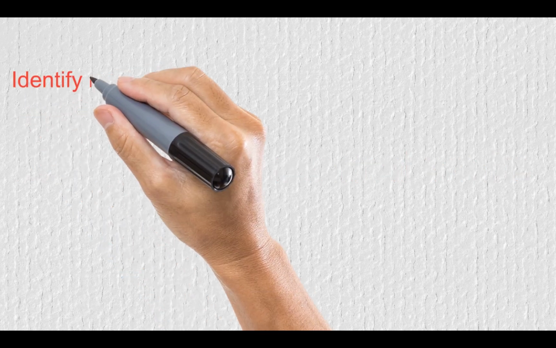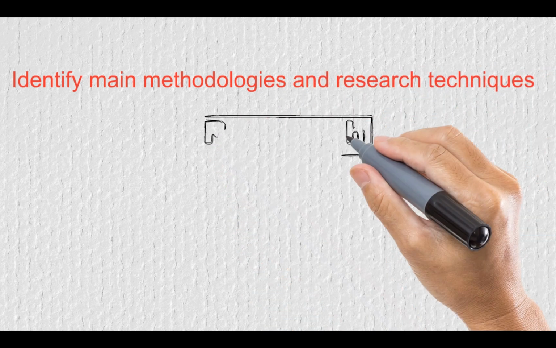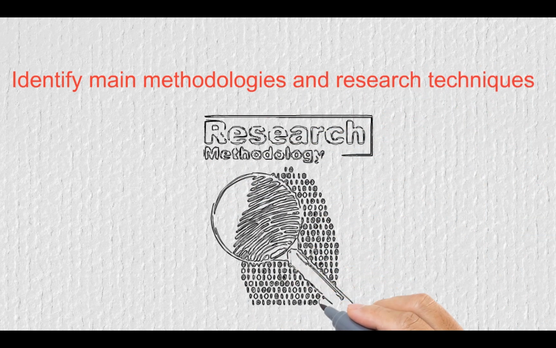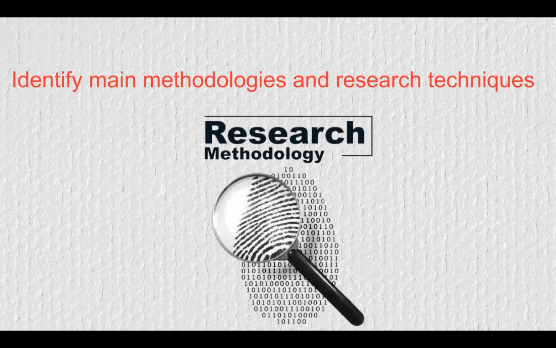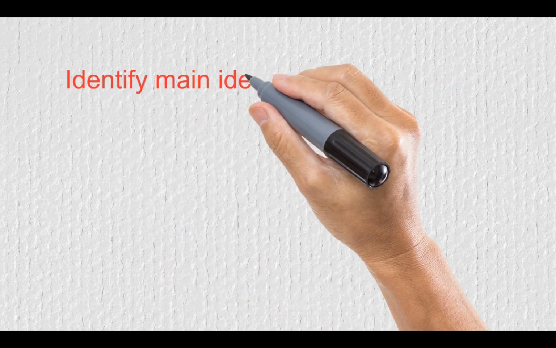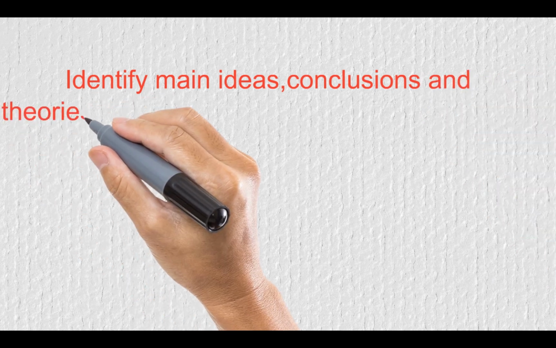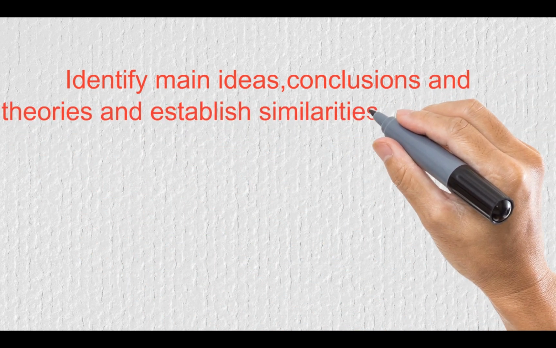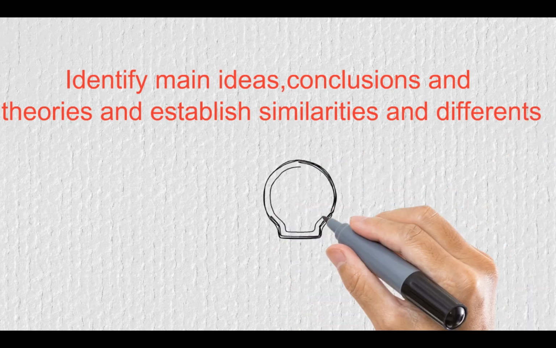The next purpose of the literature review is that it identifies the main methodologies and research techniques. What methodologies and research techniques are used in our research field by different researchers? So we know those methodologies and techniques of research that have already been used in previous research works by different researchers. The next purpose is that it identifies main ideas, conclusions and theories, and most importantly it establishes similarities and differences.